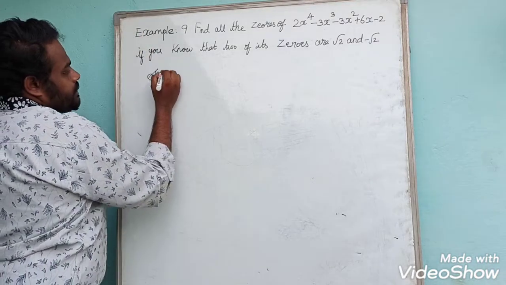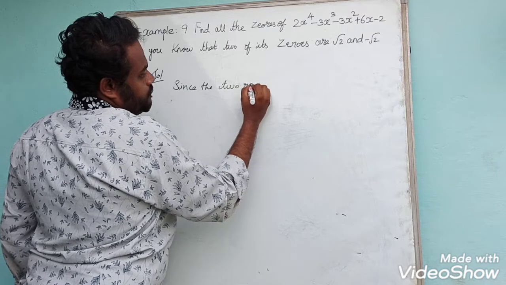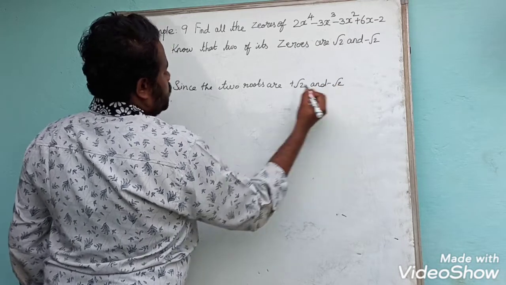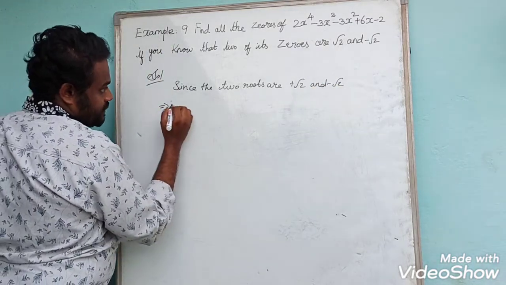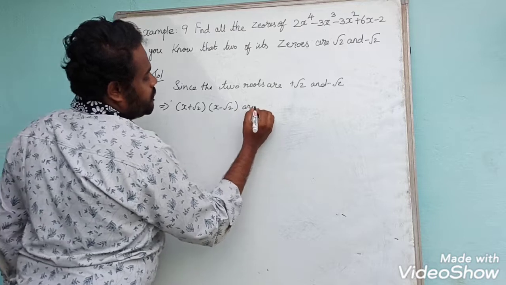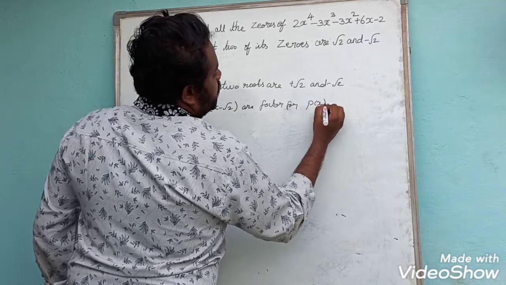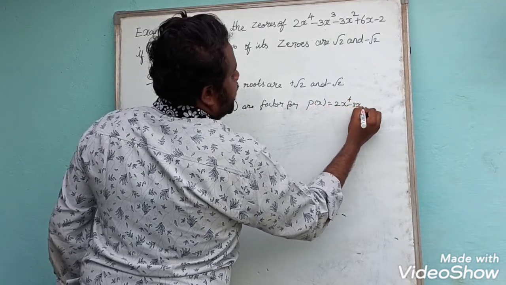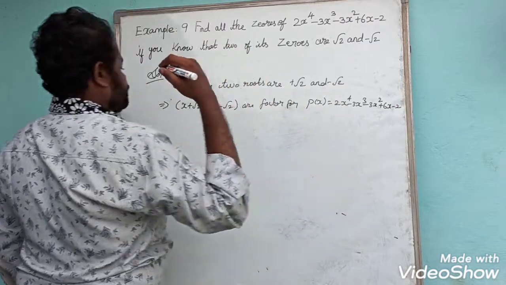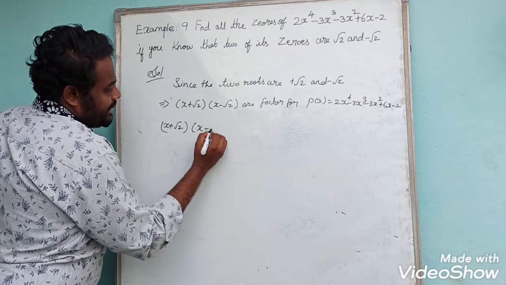In the solution, since the two roots are +√2 and -√2, this implies that (x + √2) and (x - √2) are factors of P(x), which is equal to 2x^4 - 3x^3 - 3x^2 + 6x - 2.